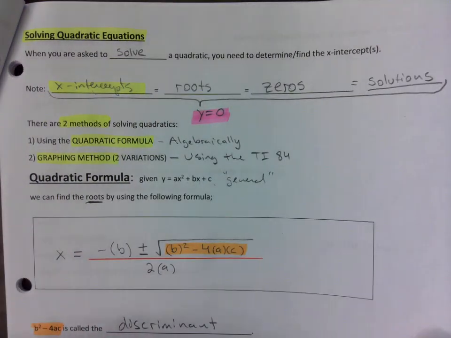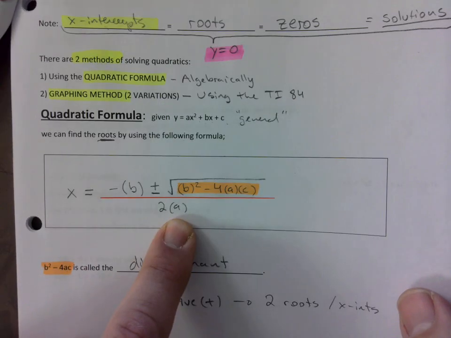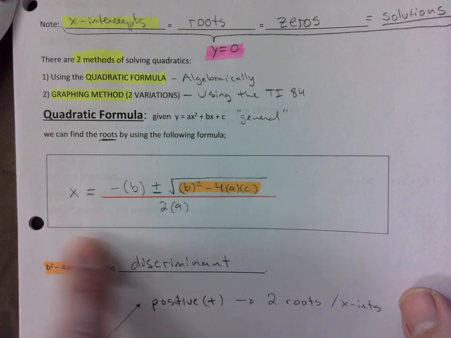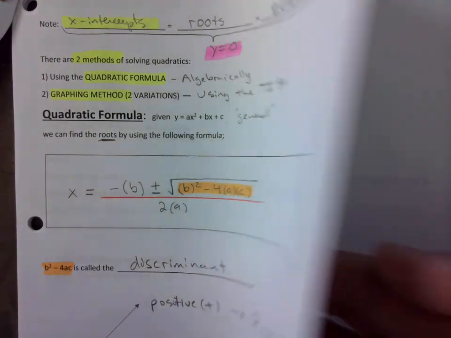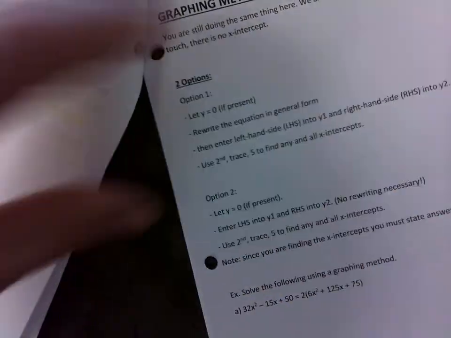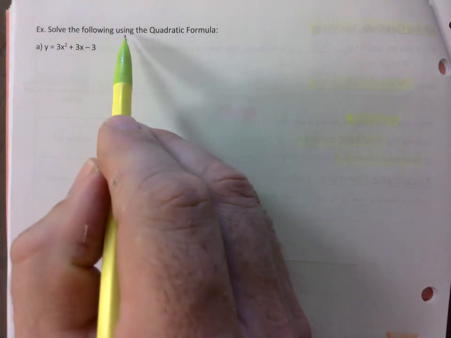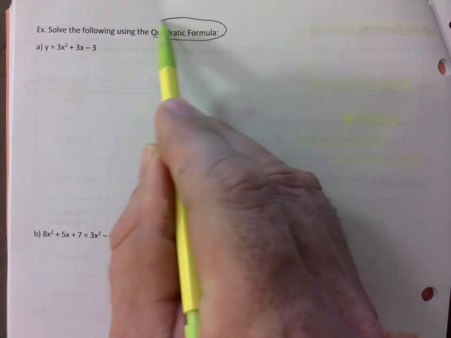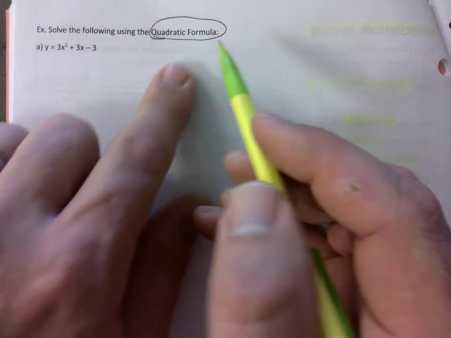If you took pre-cal and they can't factor it, then they would use this formula as well. So you're learning the exact same thing as in pre-cal right now. All right, let's go to page 21 and practice this. Solve the following using the quadratic formula. You have to use that one.